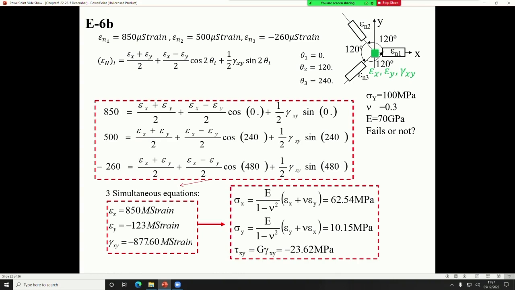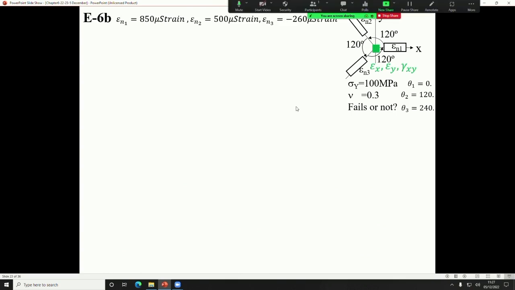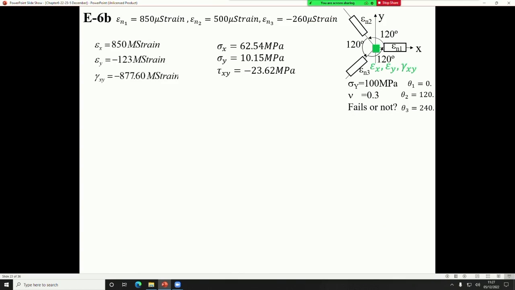Shall I move on? Okay, so the three stress components using the quantitative equations. Now we're going to investigate whether it's going to fail or not. The yield stress is the same, 100 megapascals. So this is what we've done.